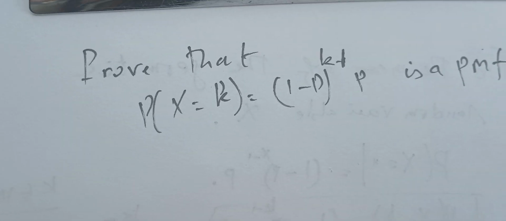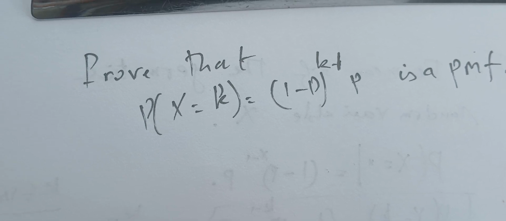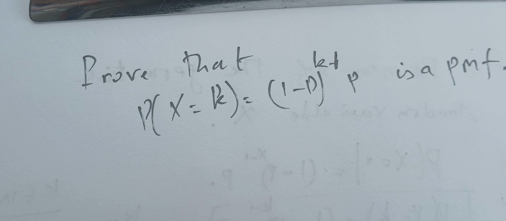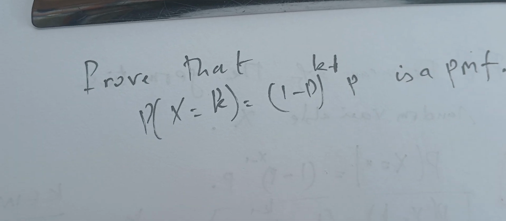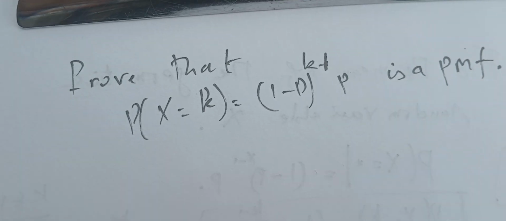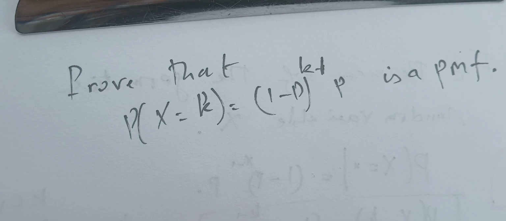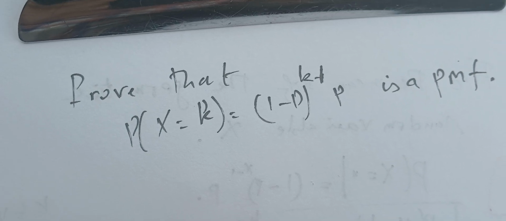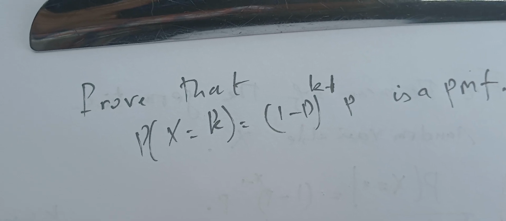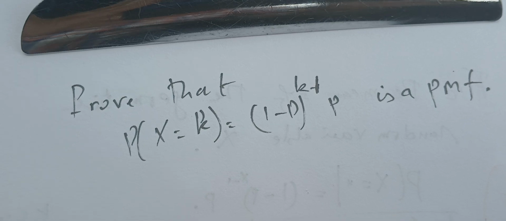Now we're gonna keep working on this geometric random variable, and we're gonna prove that the probability coming from the probability mass function of the geometric random variable is a probability mass function. So X is our geometric random variable here, and P given by this one here, (1 minus p) to the power k minus 1 times p, is a probability mass function.